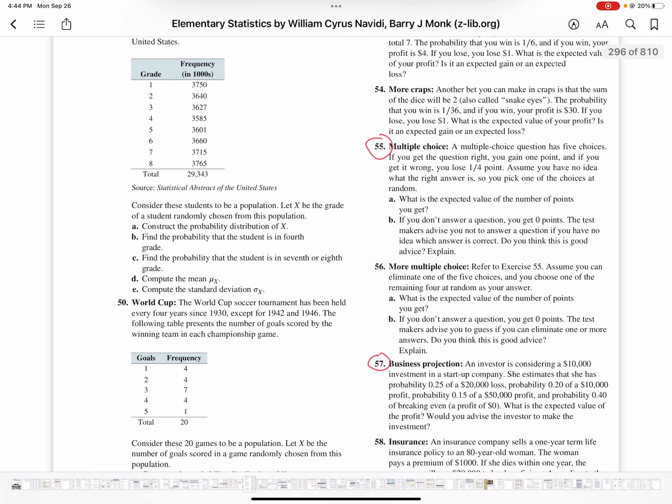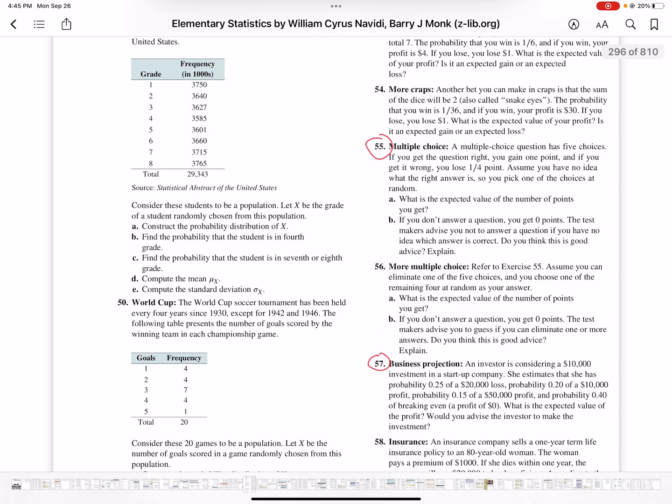Okay, so number 55 and 57, I will help you to set up the table. And after I set up the table, then you will work on yourself to find out the expected value. And it's the same thing as problem 53.